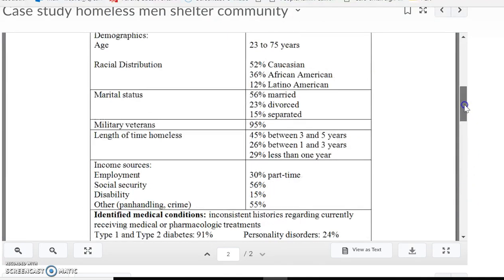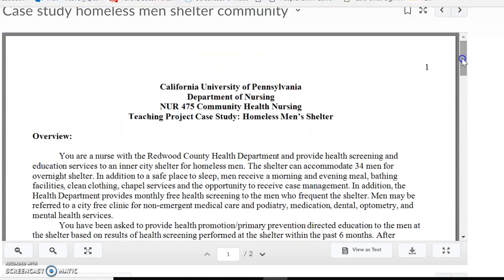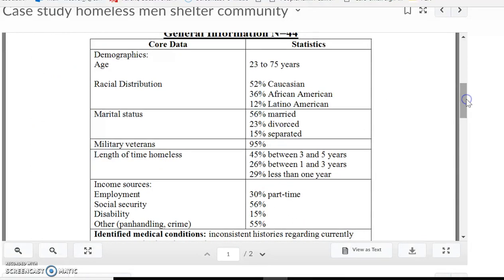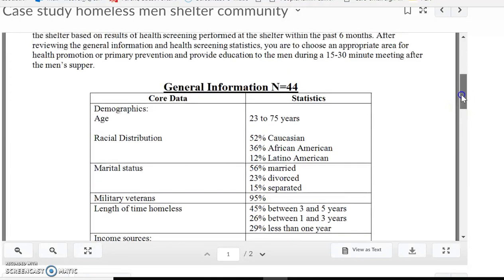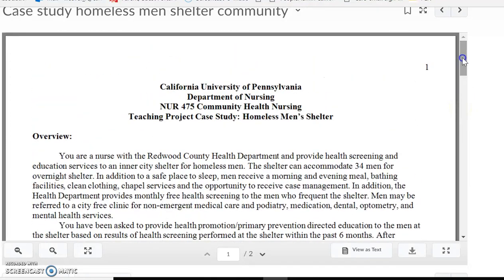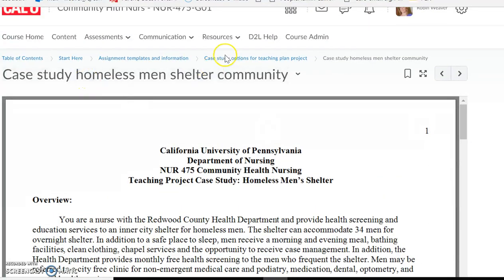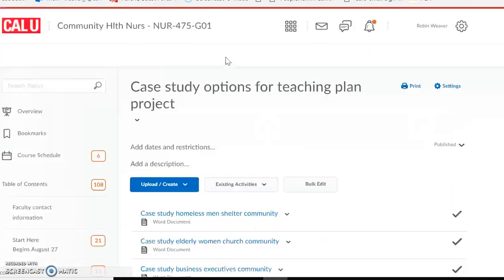After your group digests that information, if you choose this particular case study, then you would say, okay, I'm looking at this and I think that diabetes is the most important thing, or I think that blood pressure is the most important thing, or whatever it is. And then that's how you identify the topic that your written and video portion of your teaching plan is going to be about. So let me go back to the case studies again.